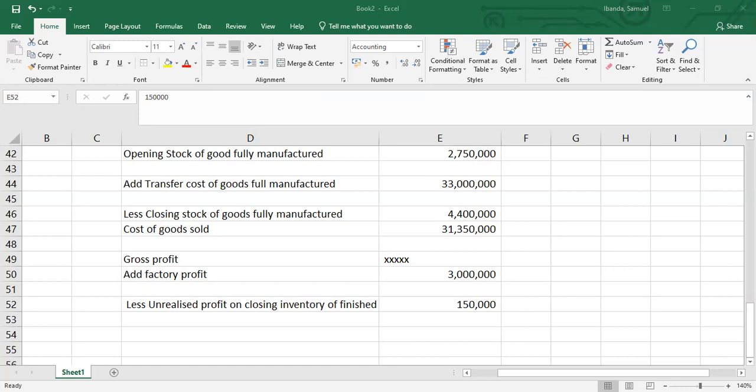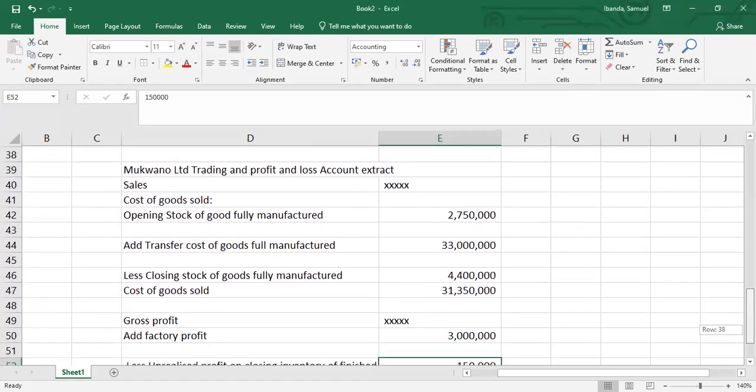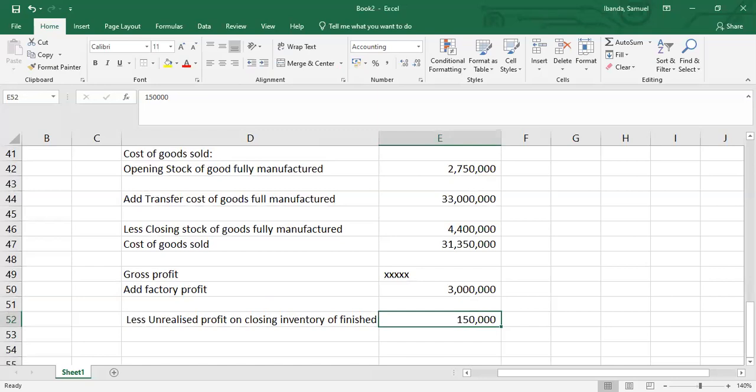So since it's an extract, we shall basically end where we have ended, okay? We shall end there because it's an extract. The reason why they ask for an extract is that the examiner wants to know if you know how to put such items into their respective accounts. That is what I wanted to highlight before we start on something new, okay?